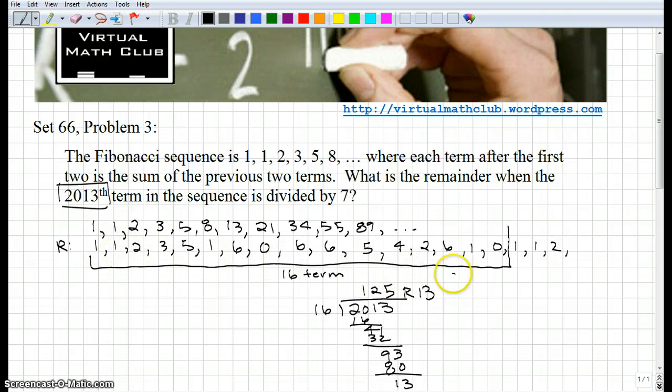So let's count out. This is the 16th, 15th, 14th, 13th, so this has to be the 13th number in the pattern. I could count it the other way: 1, 2, 3, 4, 5, 6, 7, 8, 9, 10, 11, 12, 13. So the answer to this question is that the remainder, when the 2013th term in the sequence is divided by 7, is 2.